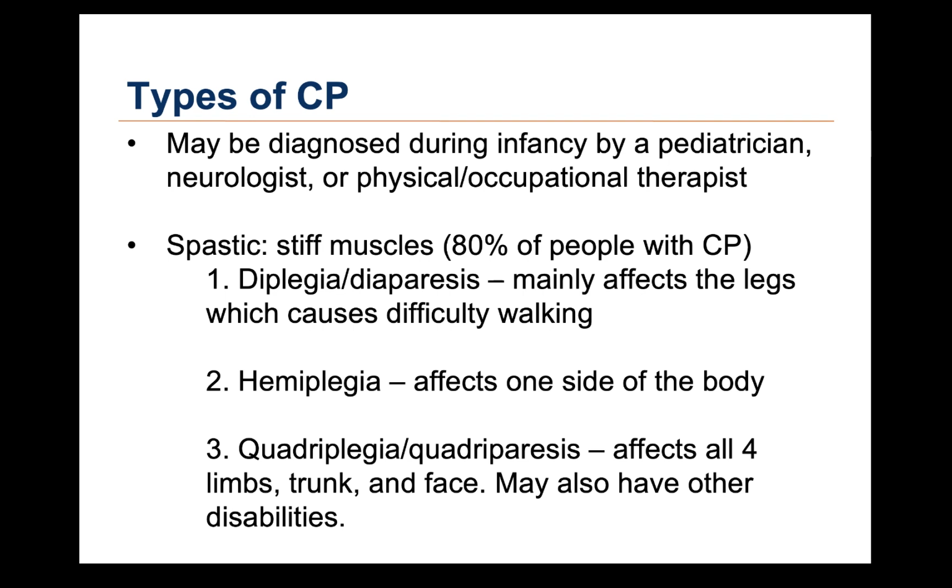Quadriplegia or quadriparesis is the most severe type of spastic CP and involves all 4 limbs, the trunk, and sometimes also the face. Quadriplegia is caused by damage to both sides of the brain. People with quadriplegia may also have intellectual or learning disabilities as well as seizures.